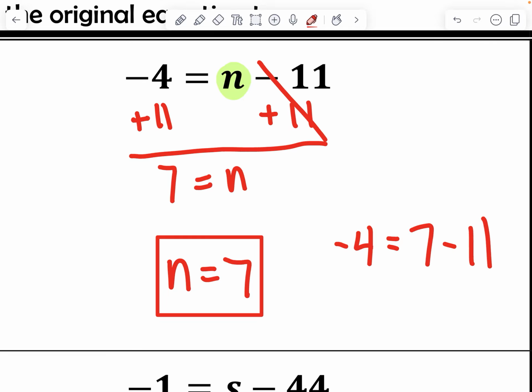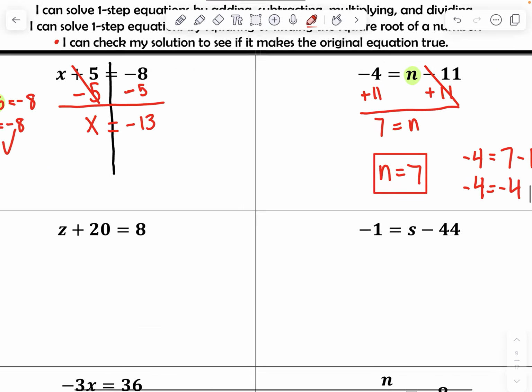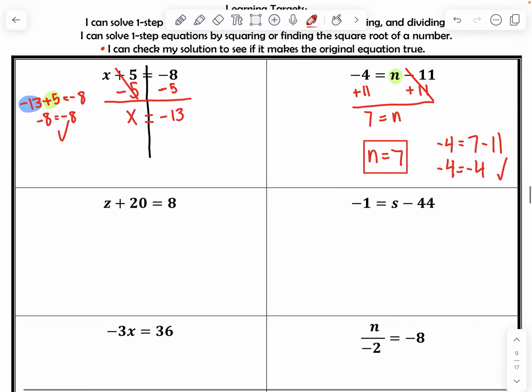Well, 7 minus 11 is... 11 minus 7 would be 4. So the opposite, 7 minus 11, would be negative 4. And so this is good, which means we did the problem correctly. I'm going to do one more problem with you guys, then I'll have you try the other 3 on your own.